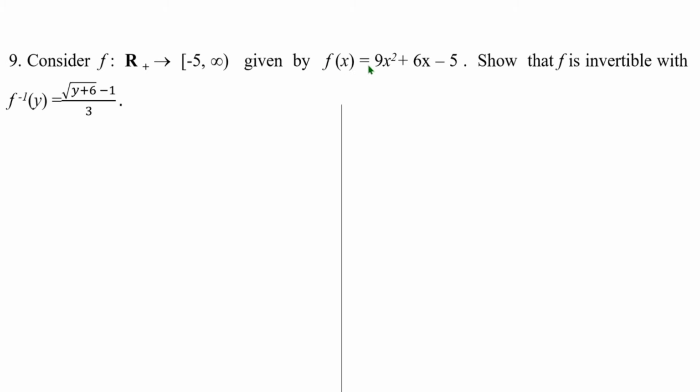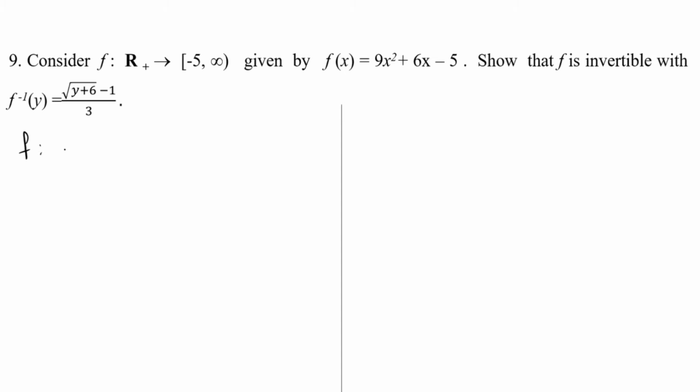So first we have to complete the square and we have to find x in terms of y. Then we have to define g from this set [−5, ∞) to R+, and then we have to prove g is equal to f⁻¹.